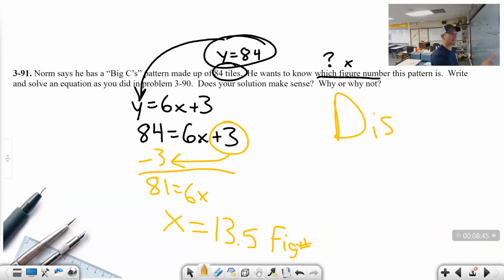I thought this was a discrete problem. A discrete problem has no numbers in between the numbers, right? It's those whole numbers only. 13.5. Where do we see this in real life? Home Depot. Let's say you only need half a bag of concrete. Can you go to Home Depot and only buy half a bag of concrete? No, you got to buy a whole bag.